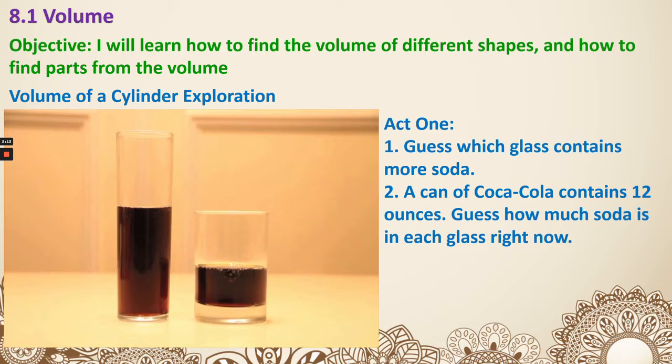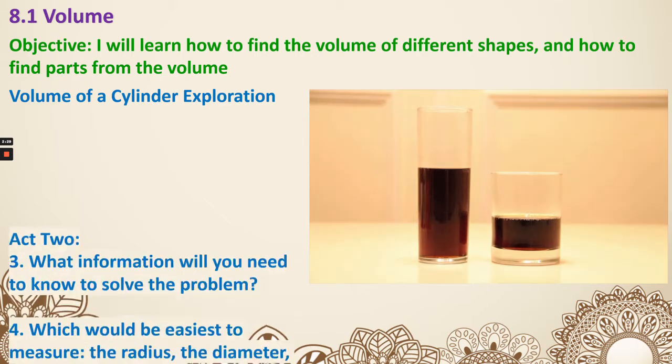You can go ahead and guess which one do you think actually contains more soda. And after that, we know a can of Coca-Cola contains 12 ounces. Guess how much soda in each glass right now. Let's move on, see if you guessed right.